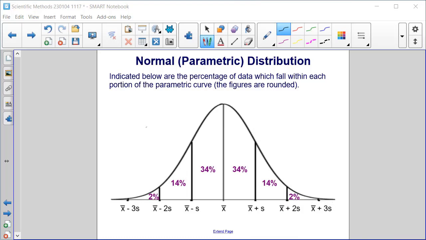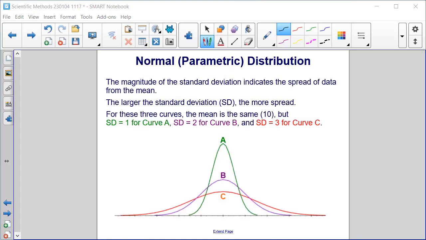The magnitude of the standard deviation indicates the spread of data from the mean. The larger the standard deviation, the more spread out the curve will be. For these 3 curves, the mean is the same, 10.